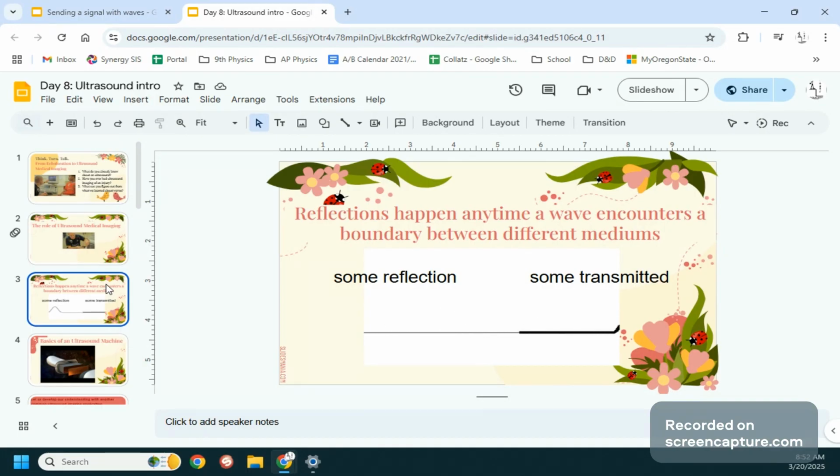We kind of ignored this when we were talking about echolocation because the bat just wanted to be able to find the moth, and so we really just cared about that reflection off of the moth. We didn't care about the part of the sound that would have continued traveling through. But in this case, that part that's transmitted is just as important as that reflection. And we'll kind of see why here in a little bit.